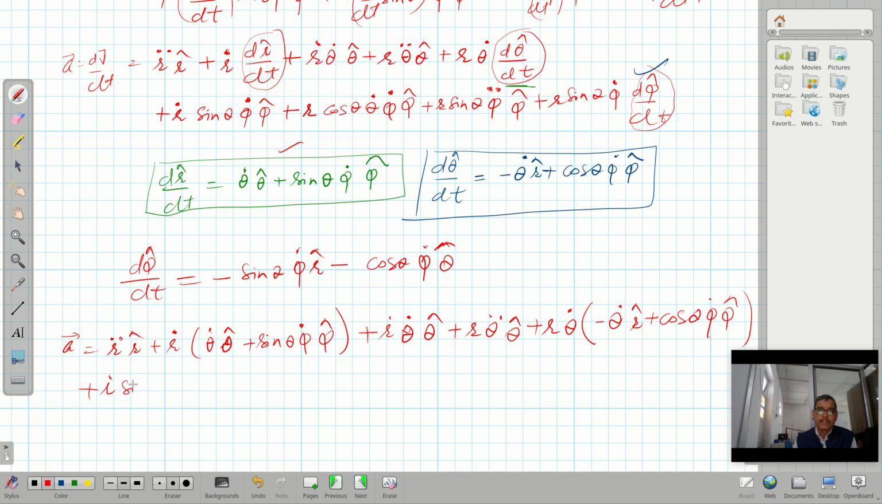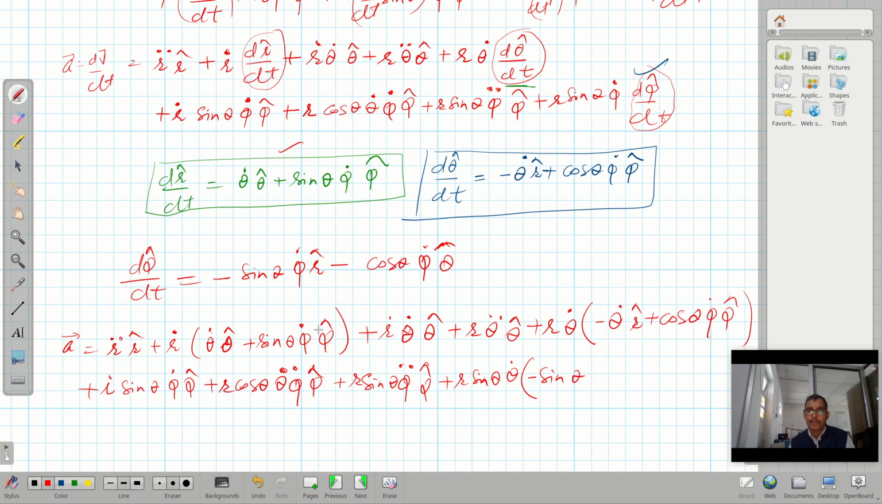plus r dot sin theta phi dot phi cap plus r cos theta theta dot phi dot phi cap plus r sin theta phi double dot phi cap plus r sin theta phi dot, and here the value will be minus sin theta phi dot r cap minus cos of theta phi dot theta cap.